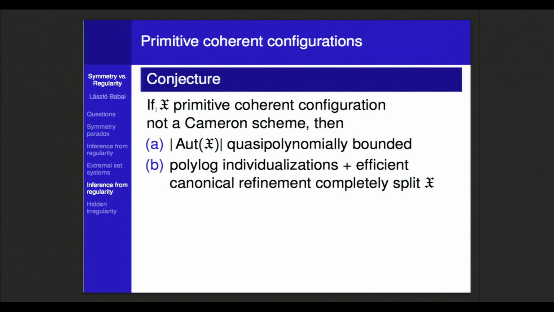individualizing a polylogarithmic number of points, which will be followed by an efficient canonical refinement to complete split. So a polylogarithmic number of individualizations will split the entire structure. Split means that after refinement, every point gets its own individual separate color. If that could be proved, then part A immediately follows. So part A is an immediate consequence of part B. Even strike out the word efficient. Any canonical refinement would already prove part A. Okay, but my hope is that actually the refinement itself is not going to be much more complicated than Weisfeiler-Leman.